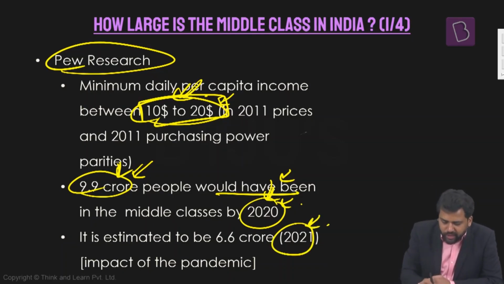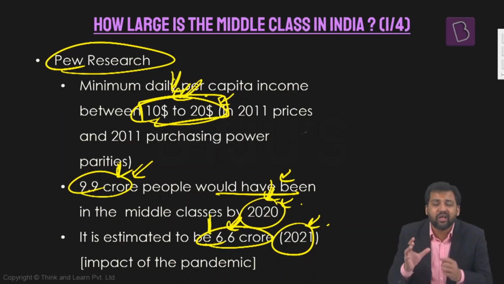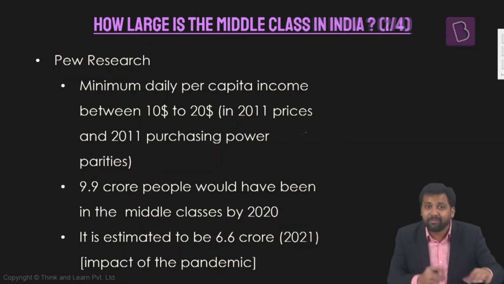A lot of people had wage cuts, salary cuts. So according to Pew Research, in 2021, this number was actually 6.6 crores. 6.6 crores out of 130 crores is a very small number. So if this is the criteria, the size of the middle class in India is not huge. And all these optimistic projections, that the middle class income is increasing and they will be spending a lot of money and boosting economic activity, might not be true. Or it might be just too much optimism.